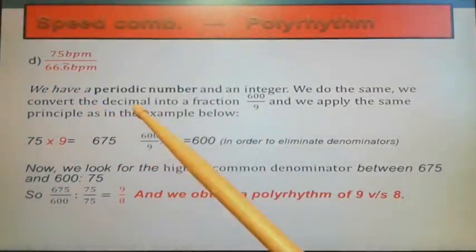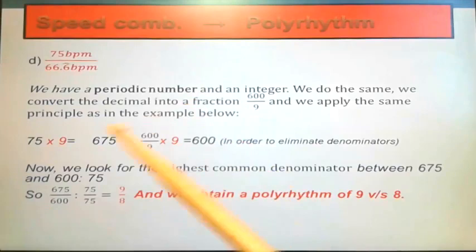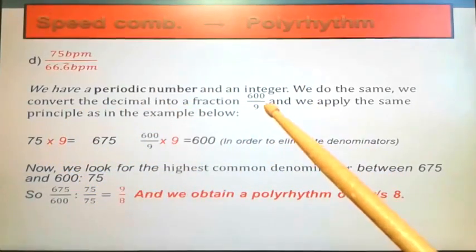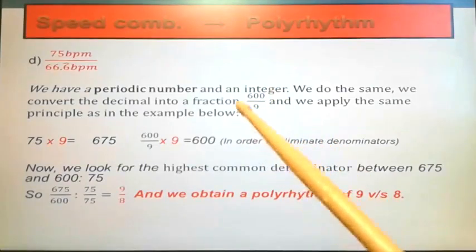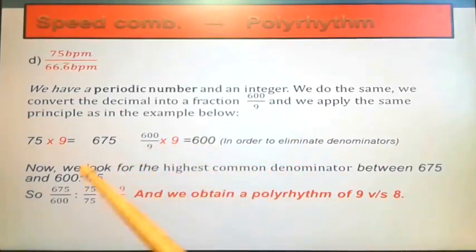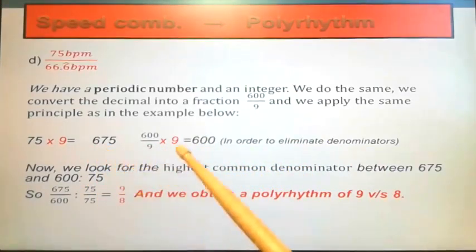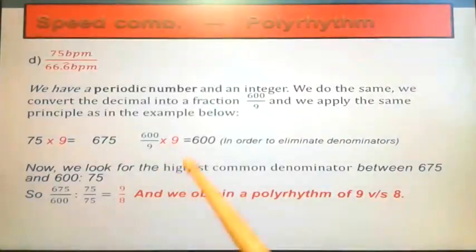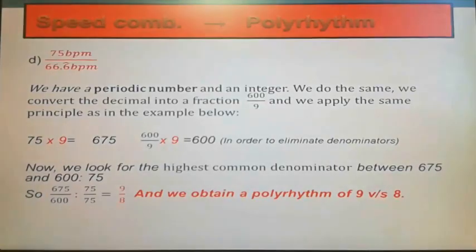For example D, we have a periodic number as well, and 75 BPMs. We know what to do. We convert it into a fraction, and we multiply by the least number that makes them both integers. So we obtain 675 and 600. Now what we do is look for the highest common divisor between these 2, 75. So I divide them both by 75, obtaining 9/8. So we have a polyrhythm of 9 versus 8.